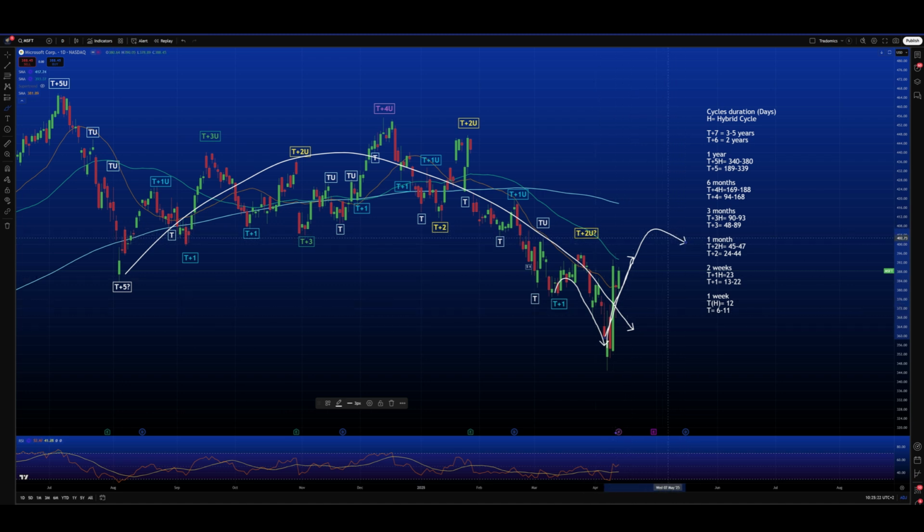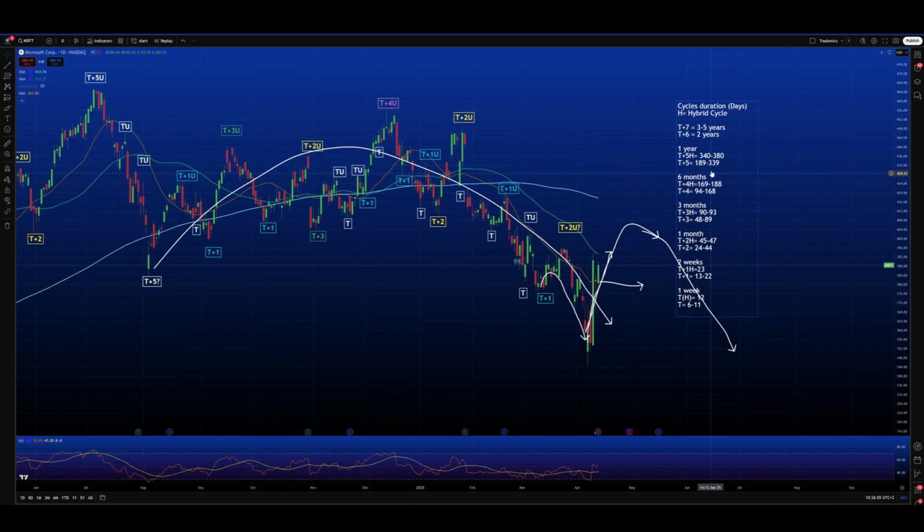For example, if this is a T plus 4, we need a certain number of bars above this low. But considering that the T plus 5, the superior grade of the cycle, is already negative, after a bounce, whether this is a T plus 3 or a T plus 4, we will return back to the lows, and we will return back lower, at the price of 344.79. This can happen in a time window between 189 and 339 bars.